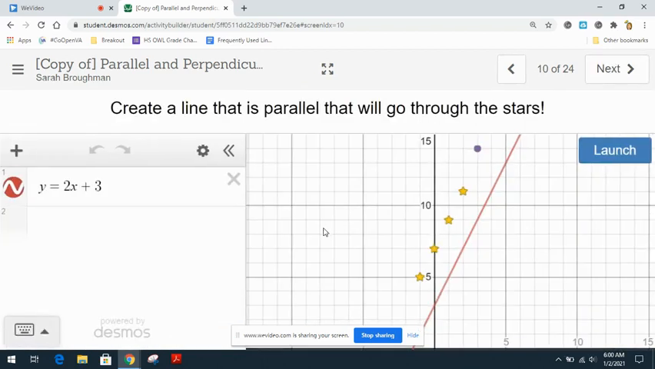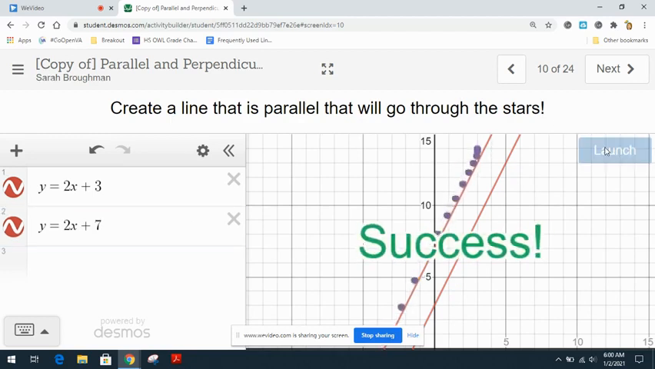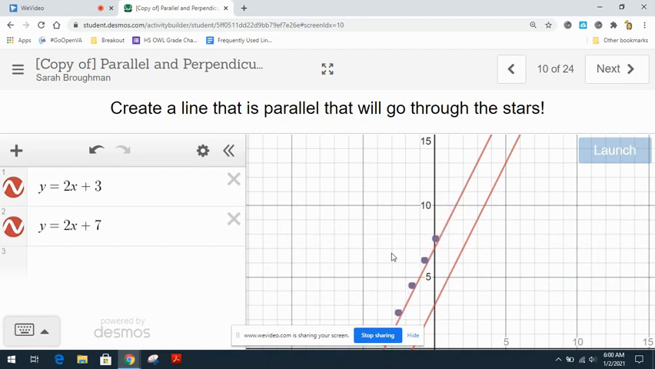So now I want to create a line that's parallel that will go through the stars. So I need to figure out the slope here. My slope here is, here's a good point. Oh, it's right here, 2. So I need a different y-intercept. So I know I'm going to have y equals 2x. And then I need this line to go through the stars. So that's 5, 6, we'll say 7. And then we're going to press launch. And the lines are parallel and it went through the stars.